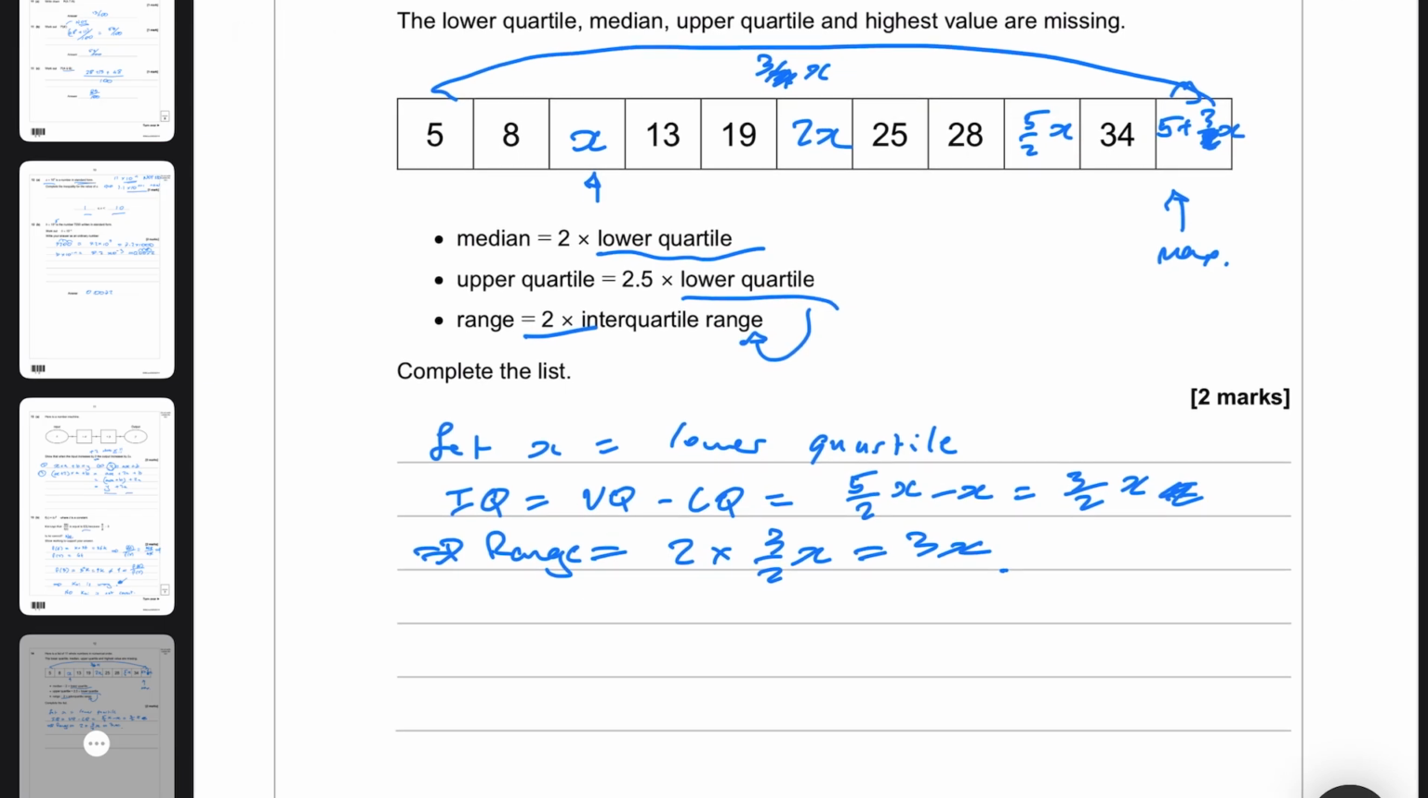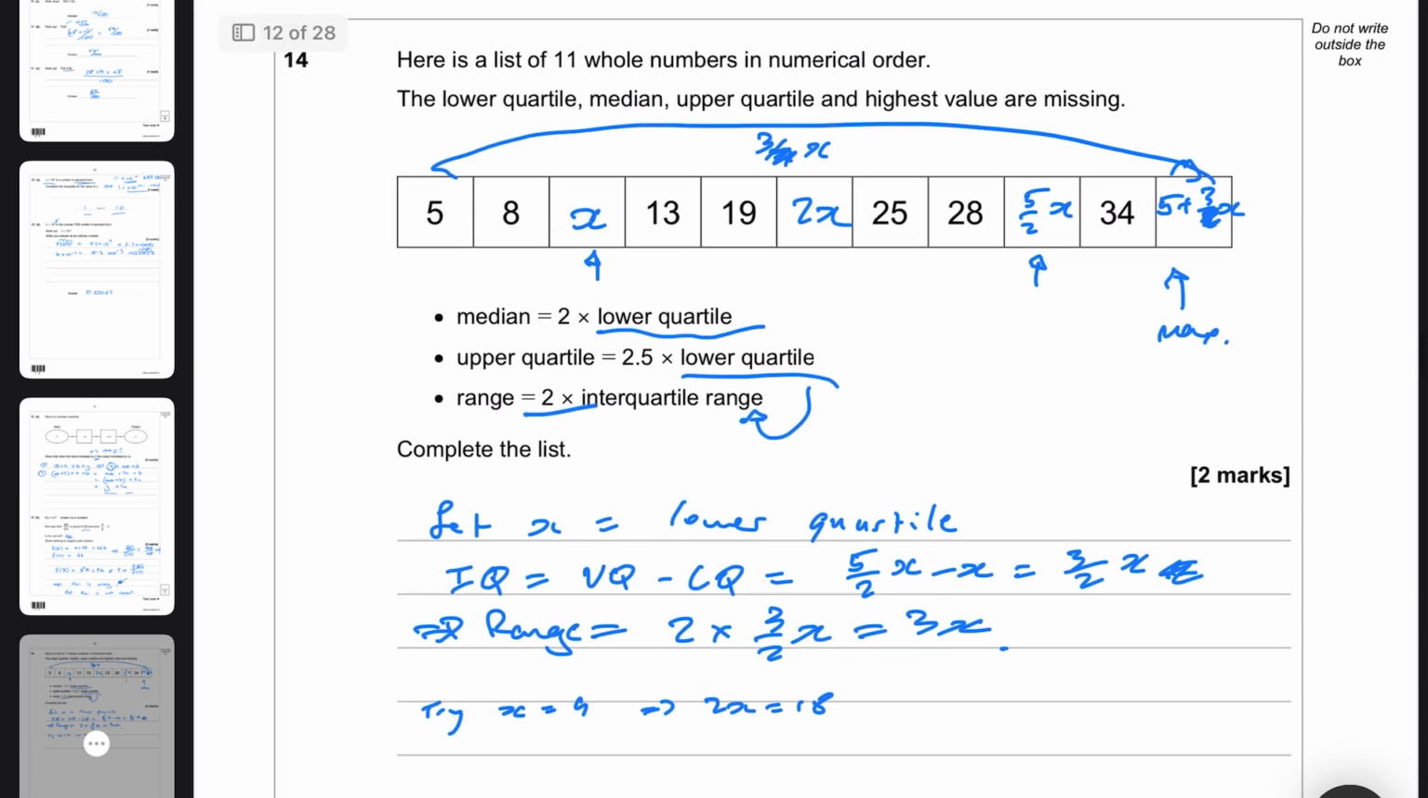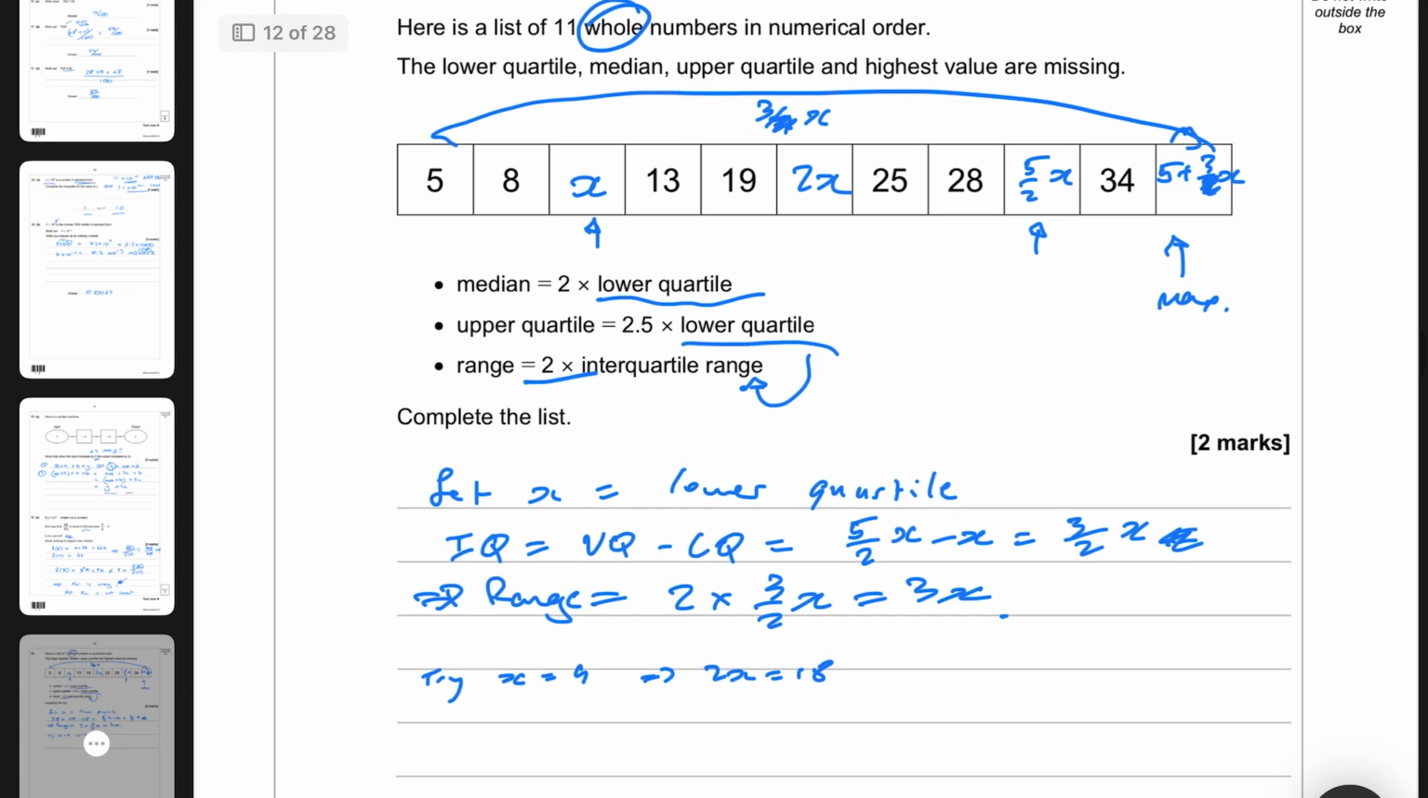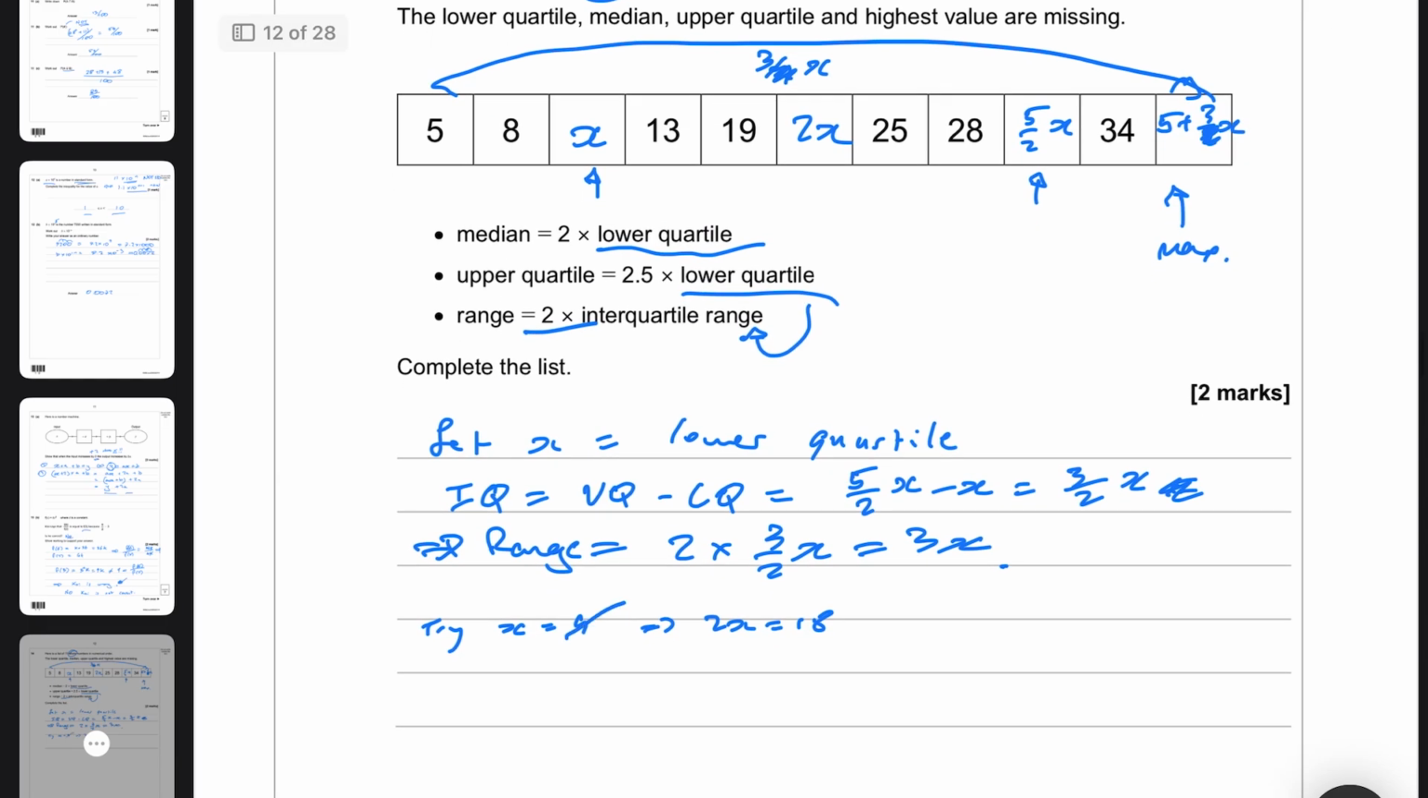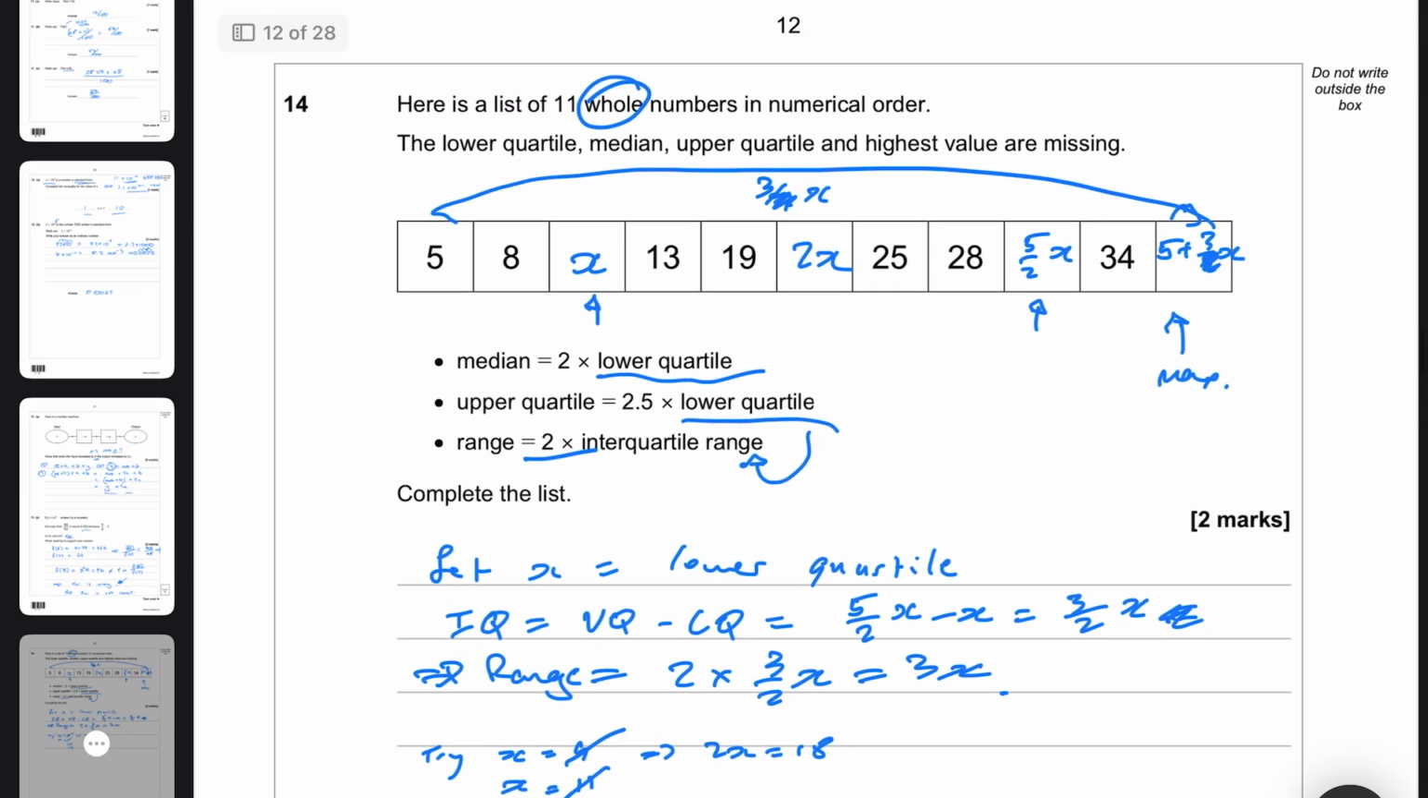So we can try x equals 9, right? So x equals 9, which gives me 2x is 18. And then here we see we have our first problem, since we are given whole numbers, and we cannot have a half of a whole number of an odd number. So x equals 9 does not work. x equals 11 will not work, and x equals 13, we cannot have that. So we are left with 10 and 12. And I do believe both of those values work.